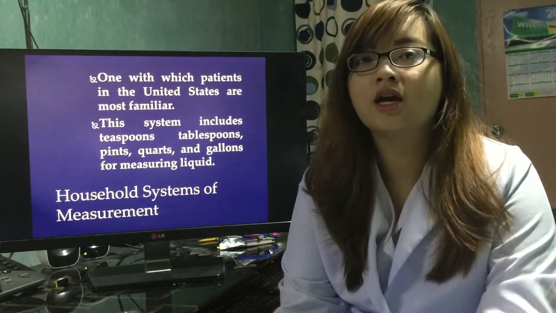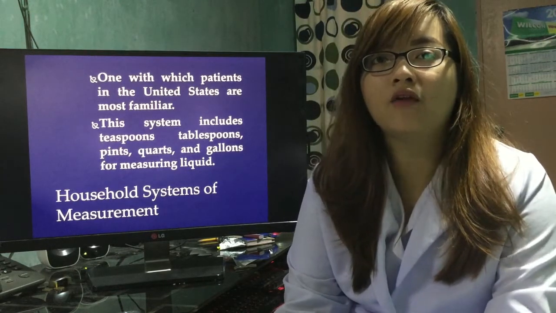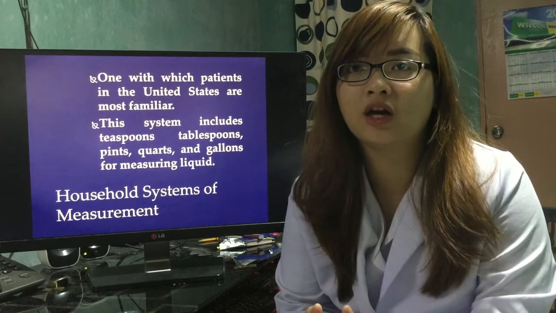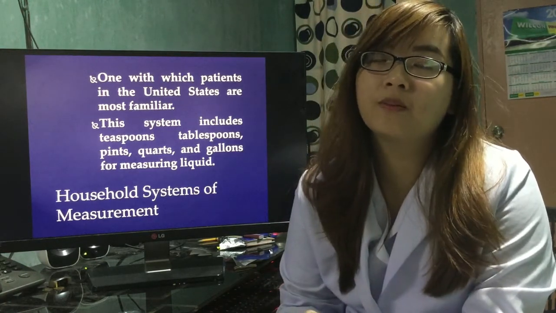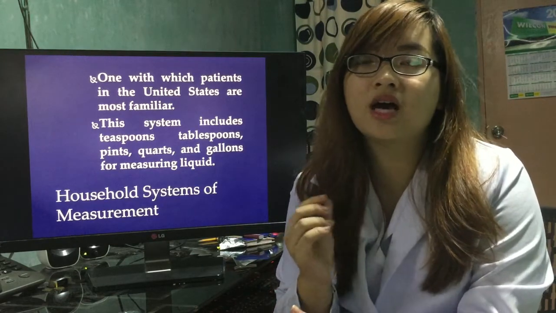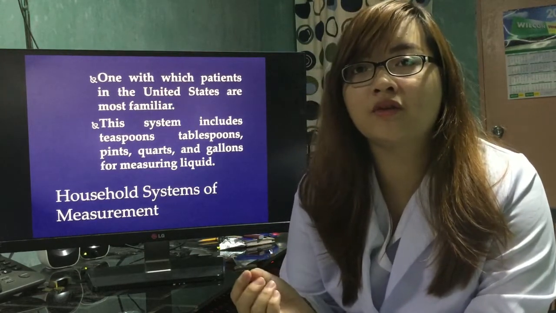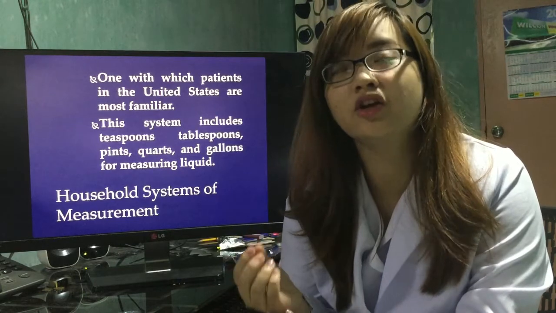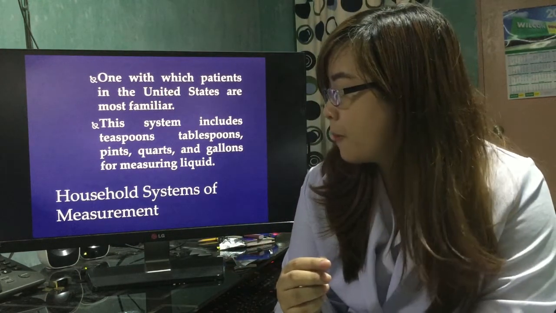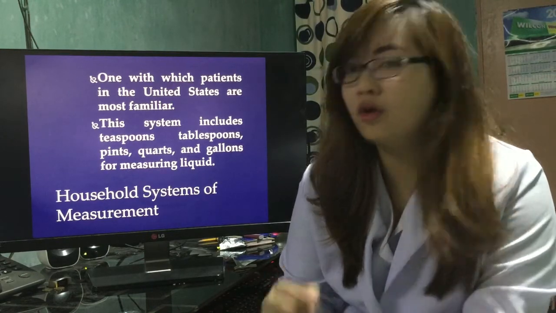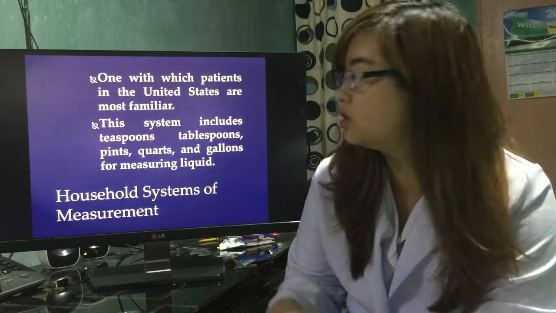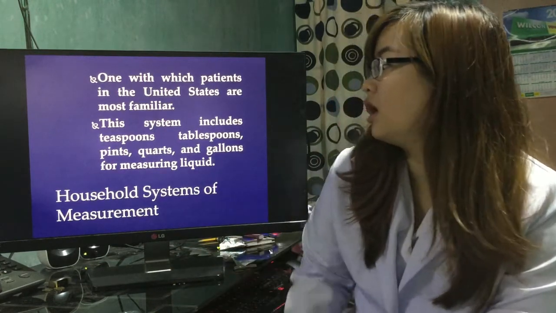Instructions to patients are often provided in the household measuring system. In this case, pharmacy representatives should caution patients because household measuring instruments vary considerably in their actual capacity. So, if you are all familiar, the household system uses only teaspoons, tablespoons, and so on.